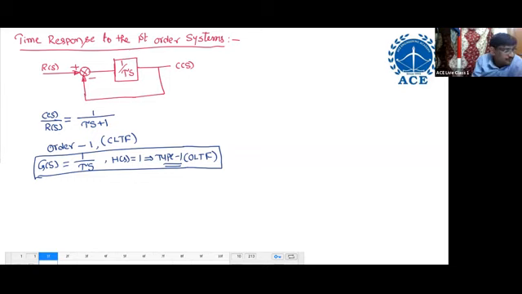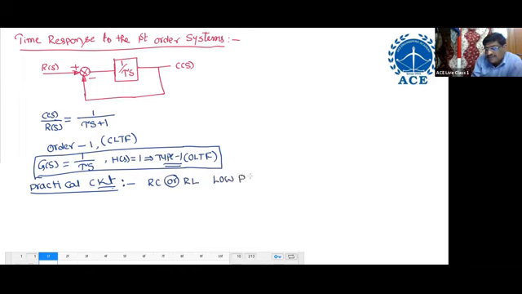Next, practical circuit. What is the practical circuit for first order system? RC or RL low pass filter. Practical circuit is RC or RL low pass filter. Draw the practical circuit.